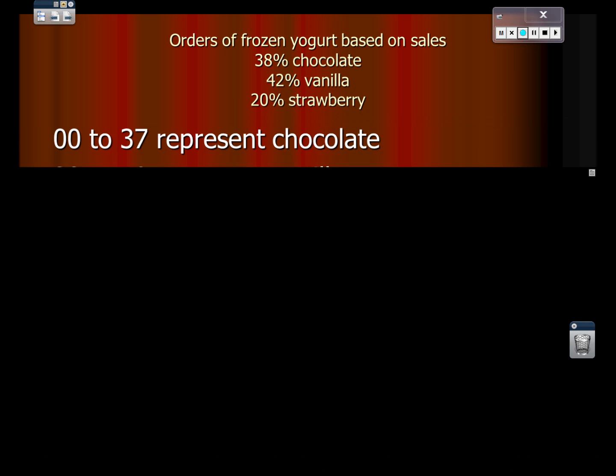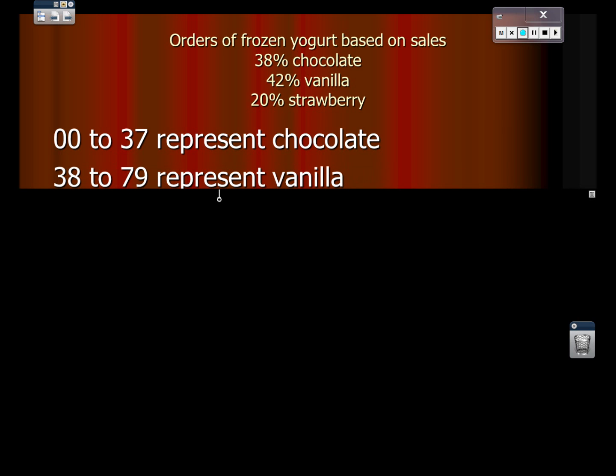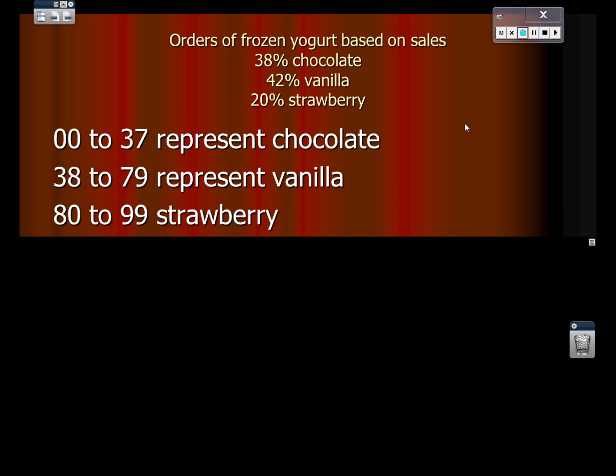I'm going to let the numbers 00 to 37 represent chocolate. Again, you see 37, you want to say that's supposed to be 38%. Don't forget, 00 is a number, so I have 38% of the numbers from 00 to 99. I'm going to let 38 to 79, because that's 42% of the numbers, represent vanilla. And 80 to 99 represent strawberry, since that is 20% of the numbers.